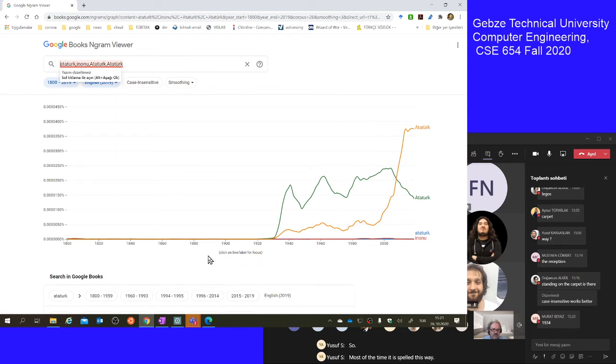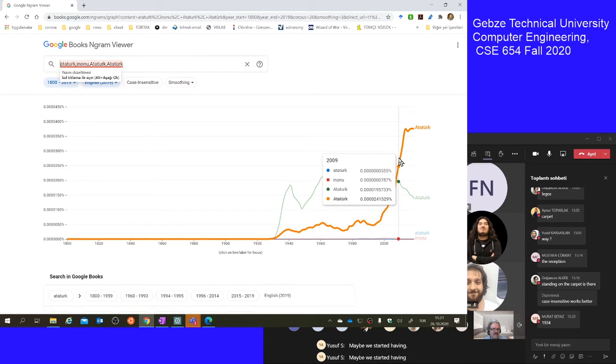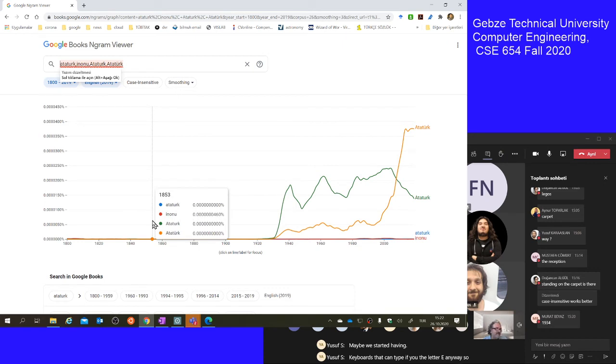Anyway, so you play with this, and 1934 is the year. 34 is here. There is a peak, I think in 1940, his death, Atatürk's death, lots of news about it. In 1960s. And people, starting from 2000s, started using this proper name, Ü, not U, but Ü. Maybe we started having keyboards that can type the letter Ü. Anyway, so play with this. This is fun.